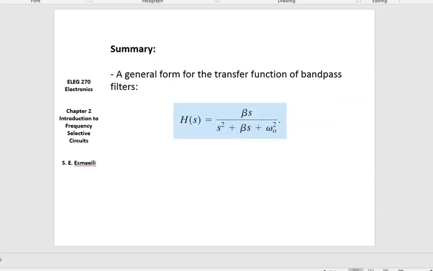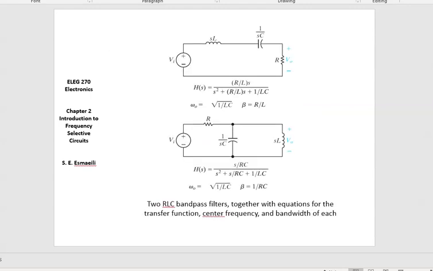As simple as that. And in general, when you replace these values into the transfer function expression, you will see that the general format of the transfer function of a bandpass filter is simply this one. H of S is beta S over (S squared plus beta S plus omega naught squared), in which beta was the bandwidth and omega naught was the central frequency. And here is the shape.